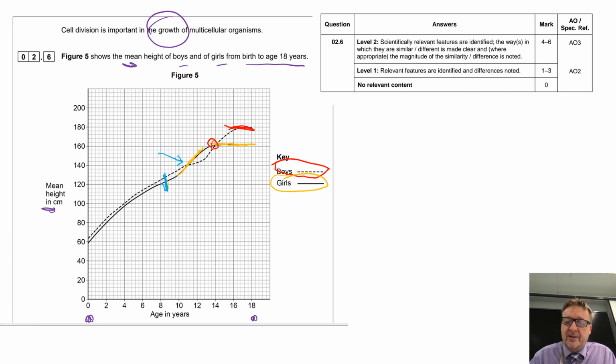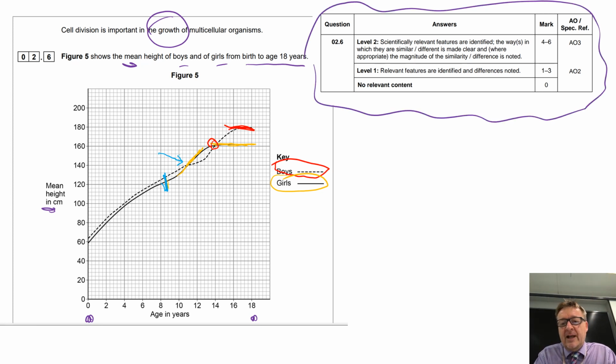Now, what I've done on this question is I've put in part of the mark scheme. It says level 1, which is 1 to 3 marks, relevant features are identified and differences noted. So that's going to be boys are taller than girls, or girls are taller than boys at the age of 12, whatever it may well be. Level 2 is when you're talking scientifically, the ways they are similar and different is made clear. So you're looking at similar and different. And the magnitude means how much. So magnitude means a number.